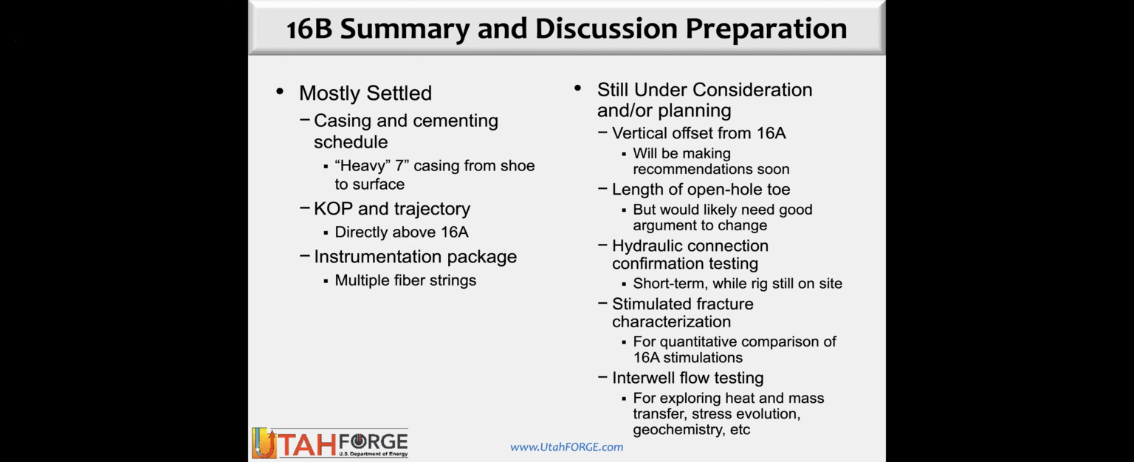I'm going to finish this slide, and then I'll come back to answer that question. The kickoff point and the trajectory will be directly above 16A. It seems for right now that is probably the highest propensity center of mass for the microseismic detections. So that's going to be the basic target, to be as low risk as possible in connecting 16B with 16A without having to do remedial stimulation in B initially.